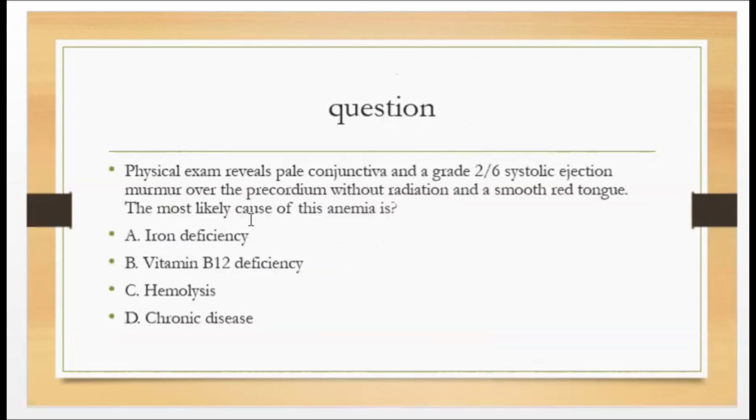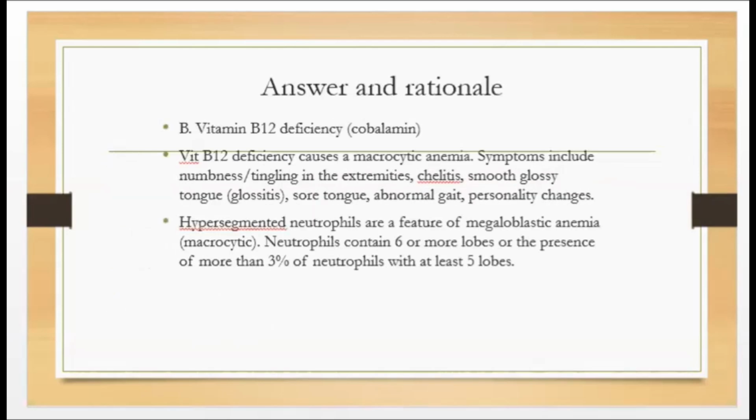The physical exam reveals pale conjunctiva and a grade 2/6 systolic ejection murmur. So all this is just to confuse the person. Over the precordium without radiation, and a smooth red tongue. So where do we have a red beefy tongue? Red beefy tongue. That is your B12, okay? It's not your iron deficiency. It's not your chronic disease, okay? So that is your B12, also known as cobalamin.